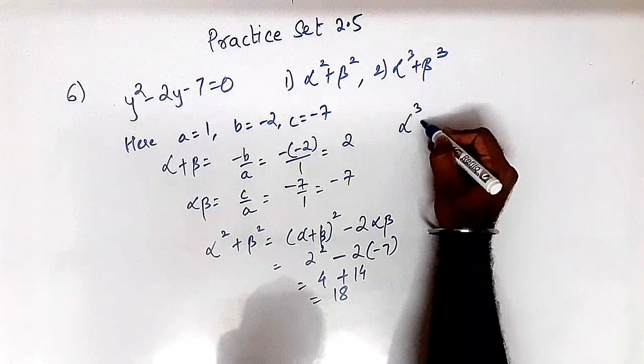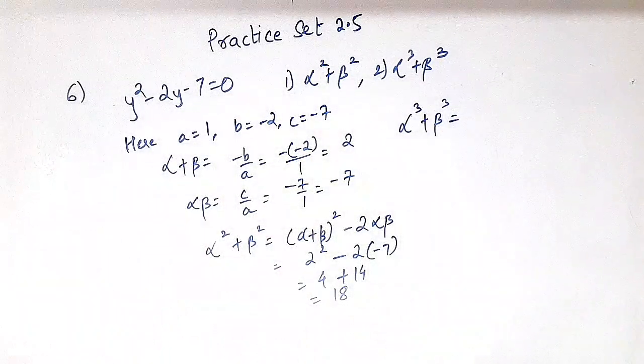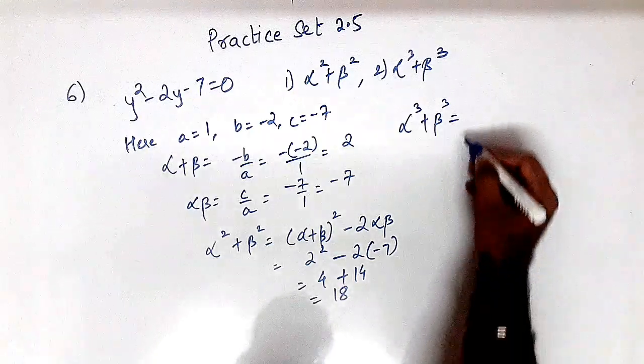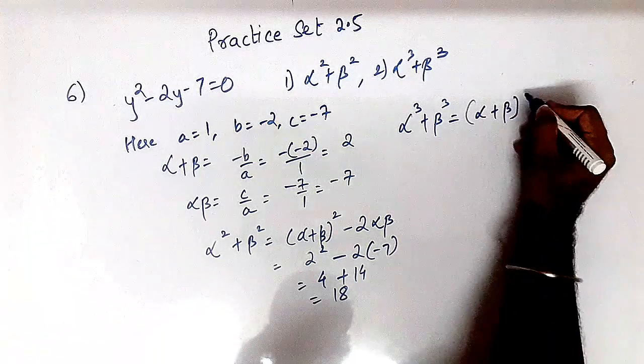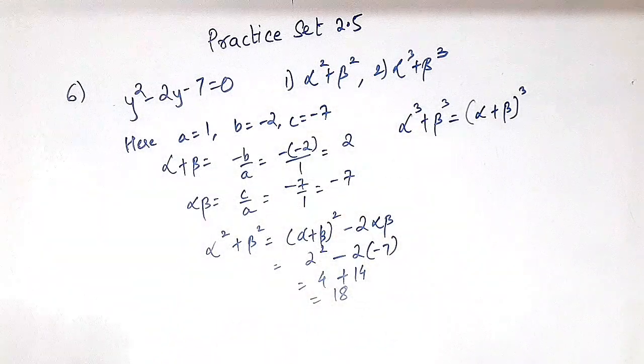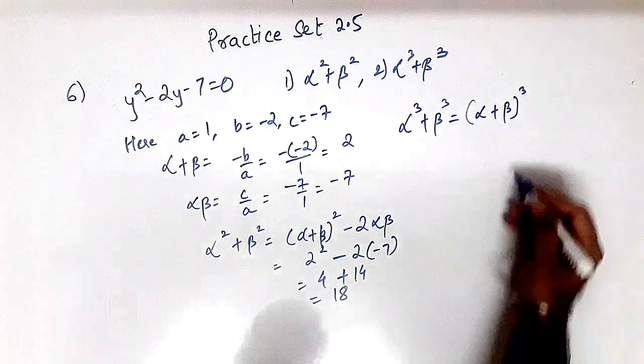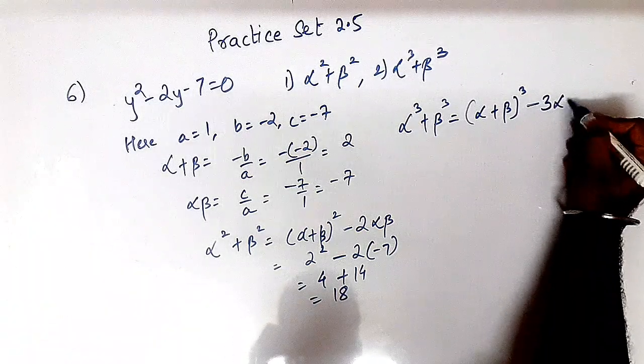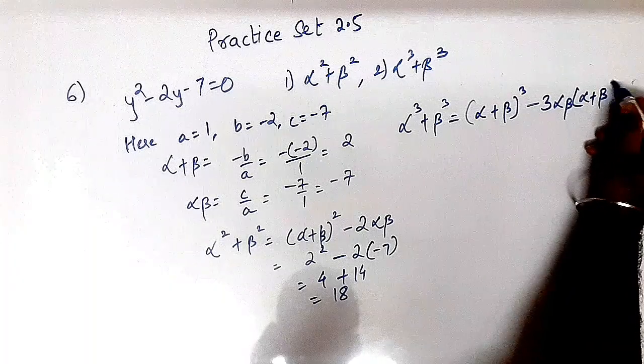Let us see what is alpha cube plus beta cube. You know the formula for a cube plus b cube? It is a cube plus b cube equals a plus b, a square minus ab plus b square. But if we write the formula for a plus b the whole cube, you know it is a cube plus b cube plus 3ab bracket a plus b. So what I'll write here, minus 3 alpha beta bracket alpha plus beta.